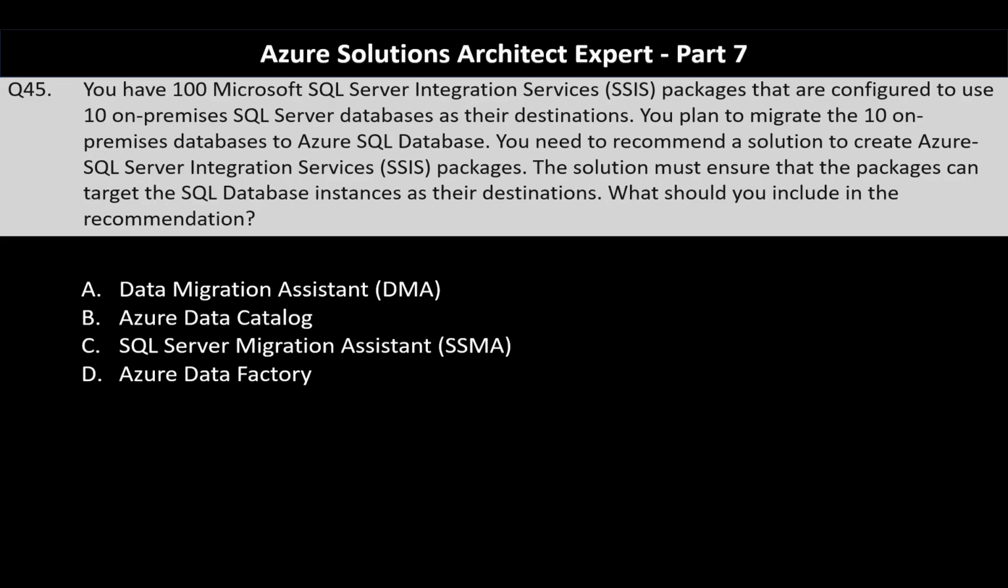Your options are Data Migration Assistant, Azure Data Catalog, SQL Server Migration Assistant, Azure Data Factory. Folks, DMA is primarily used to assess and migrate on-premises databases to Azure SQL databases or SQL Server in Azure VMs. It does not handle SSIS package migration or execution, so an incorrect choice. Now, the next one is Azure Data Catalog, which is a metadata management tool that helps organizations to register, discover, and understand data sources, and in no way executes or manages SSIS packages, so another incorrect option.